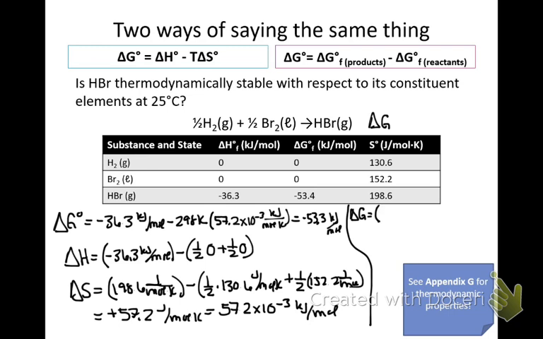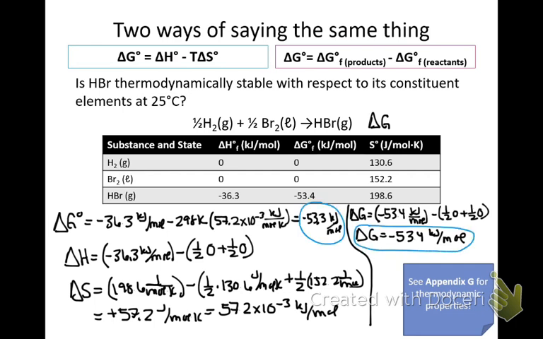The products are negative 53.4 kilojoules per mole. And the reactants, so that'd be 1/2 of 0 plus 1/2 of 0. And so our delta G using delta G of formation is negative 53.4 kilojoules per mole. So at the level of significant figures that we have, we see, look, these are the same value. Alrighty, so you can do that.